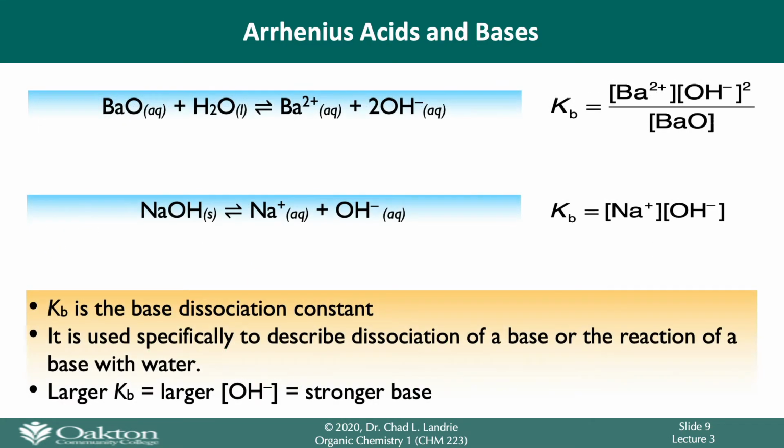Just like with Arrhenius acids, we can write an equilibrium constant for an Arrhenius base. This is called the Kb. It's again the product of the concentration of the products divided by the product of the concentration of the reactants. Again, concentration is indicated by square brackets. The larger the Kb means the more hydroxide there is in solution, and thus the stronger the base.